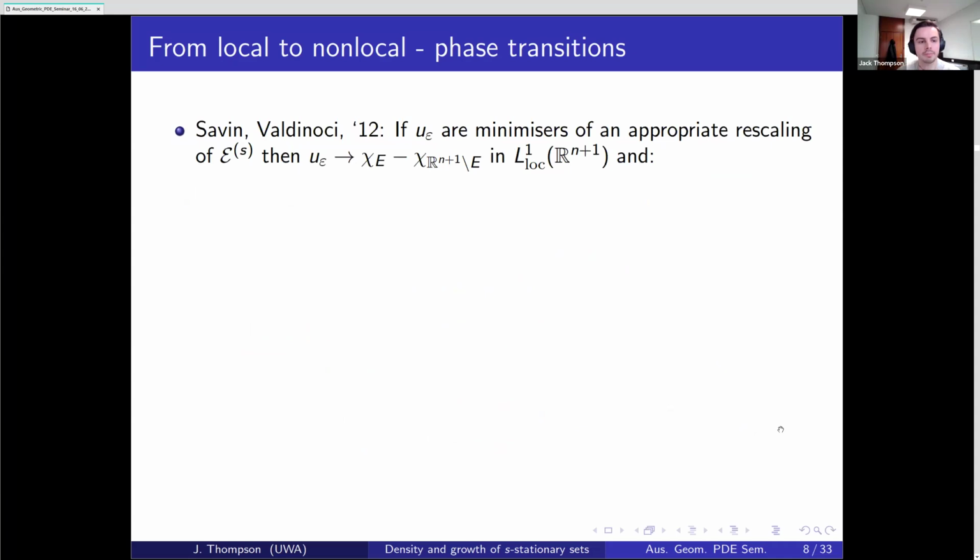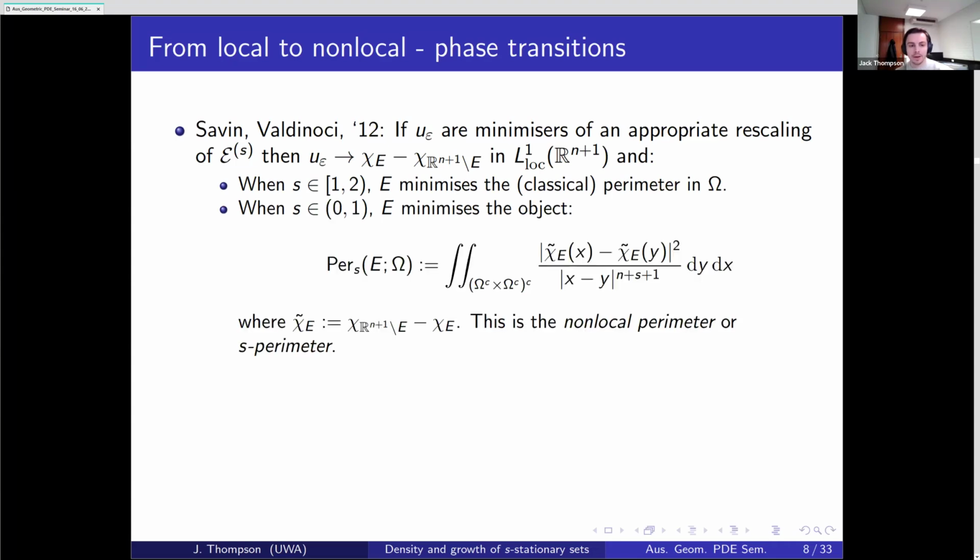Now, what was proven by Savin and Valdinoci in 2012 is the same result as we saw before. So they take minimizers of an appropriate rescaled version of this new energy. And then u_epsilon converges to the characteristic function of E minus the characteristic function of the complement of E in L1 loc. And a couple of situations occur. Firstly, when s is between 1 and 2, including 1, we get the same result as we had before. So E minimizes the usual perimeter.